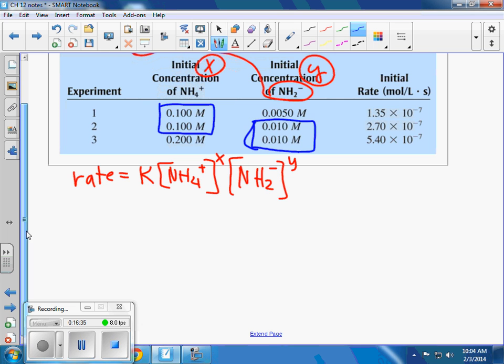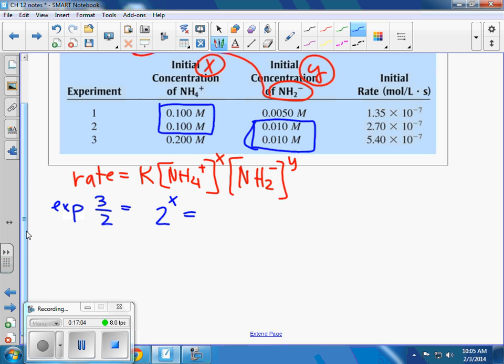So if I take a look at the numbers, does it make sense I'm going to go 3 divided by 2 just because the numbers are nicer that way? It doesn't matter which way you do it, the numbers are the same. It's just you don't have to use your calculator then. So I'm going to say experiment 3 over 2. And when I say experiment 3, I have 0.2 divided by 0.1. 0.1 goes into 0.2 2 times. I'm figuring out what X is.